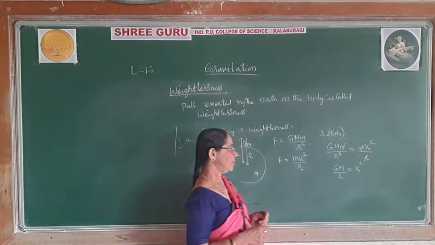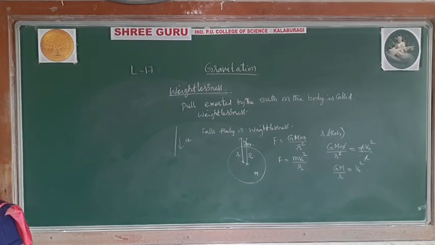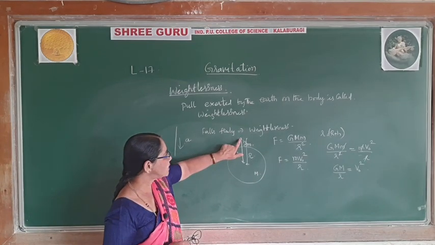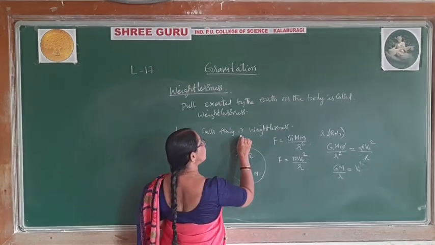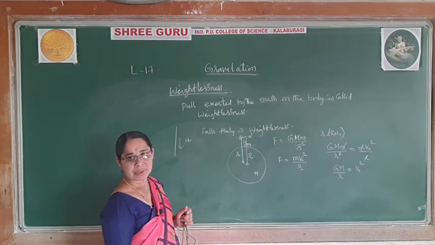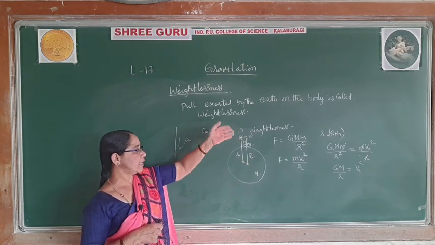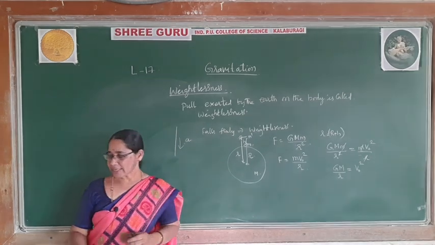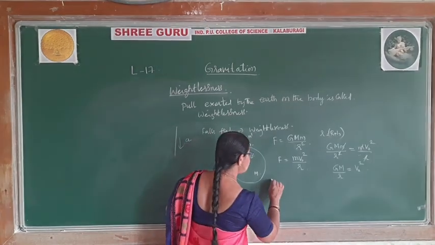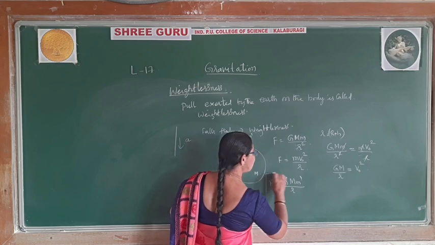This is the expression whenever it's a gravitational force of attraction between this and this. But at the same time, if a person is inside the satellite, an astronaut, whose mass is m dash, the gravitational force is acting on him. At that time I take F is equal to capital G capital M m dash by R square. This is the force acting on him.